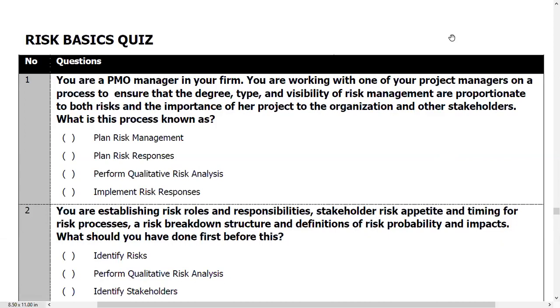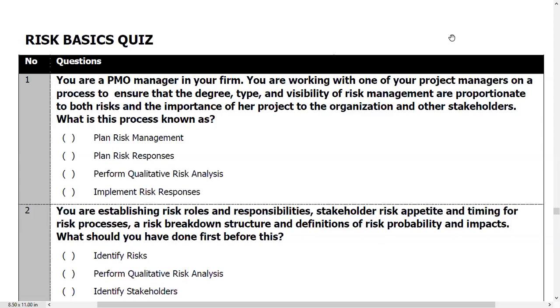So if you open up the PMBOK guide and you explore the risk chapter, what you'll see is that this question is a direct cutout of 11.1, where we talk about the identify risks process. I beg your pardon, where we talk about the plan risk management process on page 401.